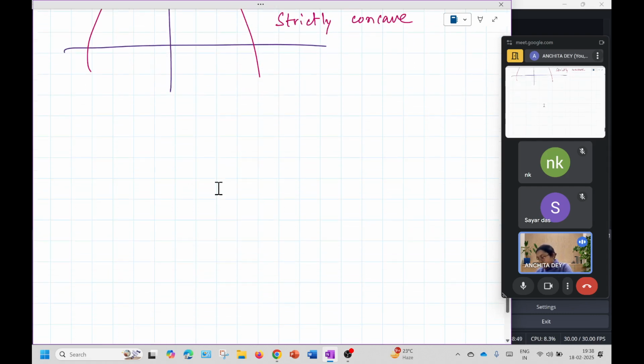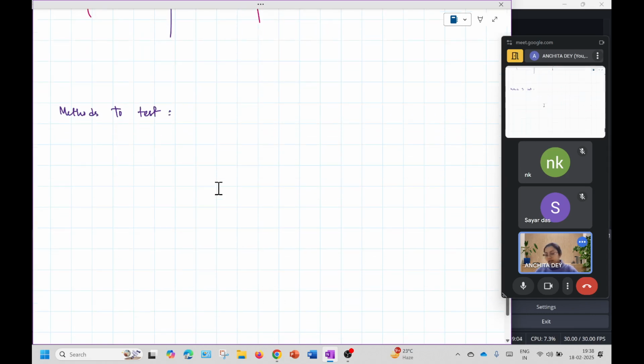Now let's look at some of the methods to test convexity, because that was the question. Like we had to find which of the given functions were convex. So there are several methods, but we will focus on only some of them.